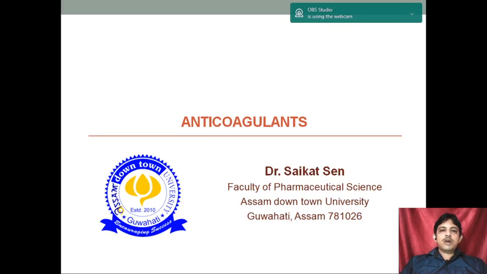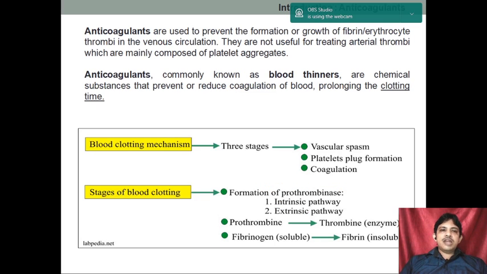So, good morning, and now we are going to discuss the anticoagulants. Anticoagulants are the agents which are used to prevent the formation or the growth of the fibrin or the erythrocyte thrombi in the venous circulation. So, these are the drugs which will inhibit the formation and growth of the fibrin and the erythrocyte thrombi in the venous circulation.